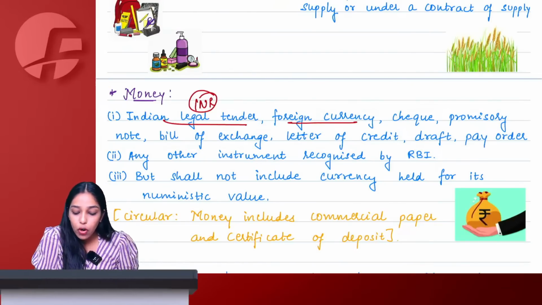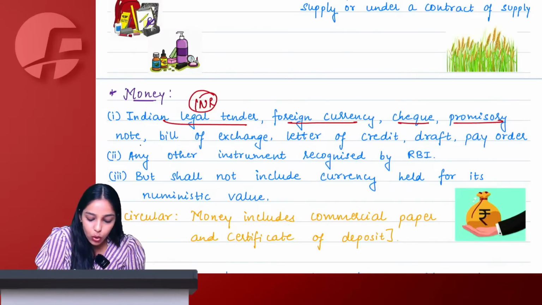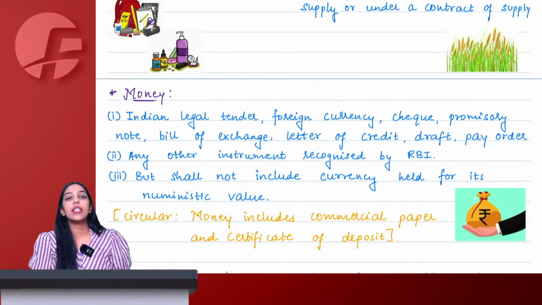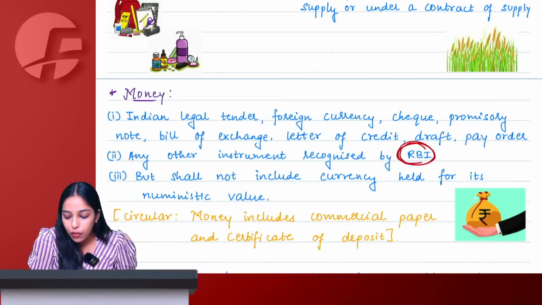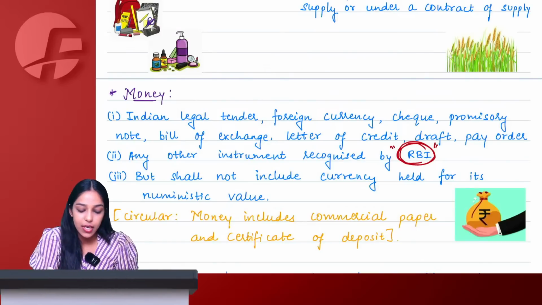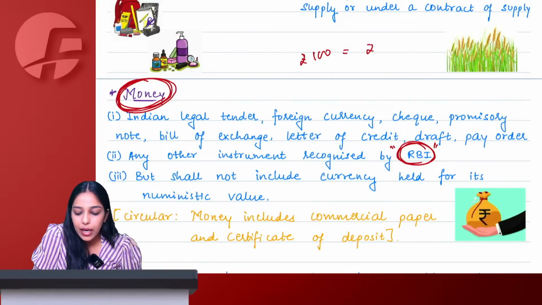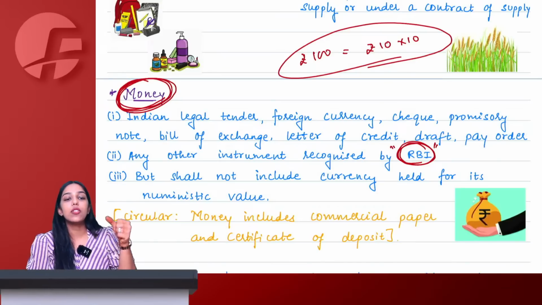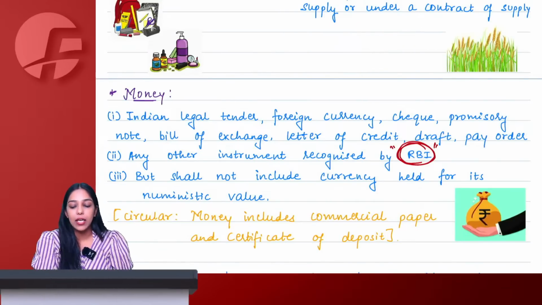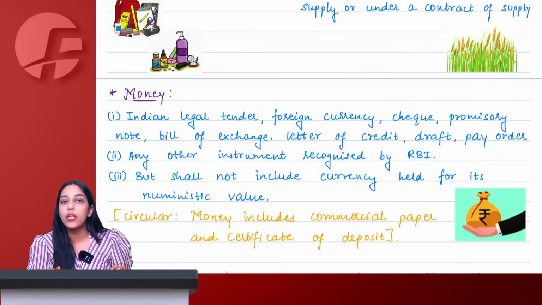It is money. Any foreign currency, even dollar, euro, pounds, is also money. Cheque, promissory note, bill of exchange, letter of credit, draft, pay order, everything. Basically, everything that is recognized by the Reserve Bank of India that you can use as a medium of exchange to undertake any transaction is all money only. So today, let us say I give you a 100 rupee note and you give me ten 10 rupee notes. This is not a supply. This is not goods. This is not services, because the definition particularly says that money is not goods. The note you might think is movable property, but still it is not goods.